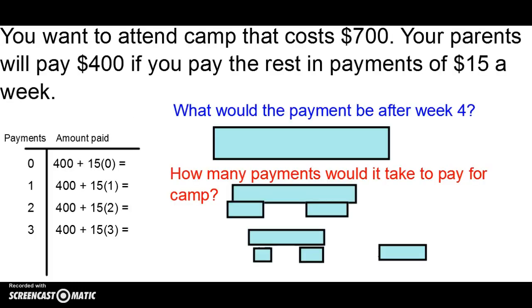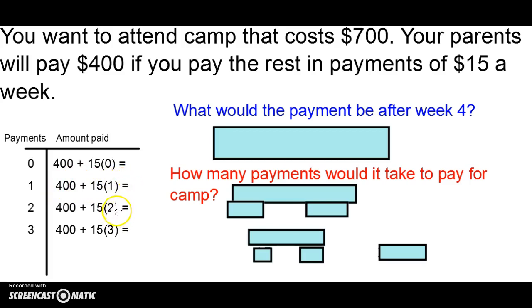All right, the very first one says you want to go to a camp that costs $700. Your parents will pay $400 if you pay the rest at $15 a week. So over here you see just a little chart. So the very first week, they had paid $400 and you hadn't paid anything. Then after 1 week, you've paid $15. So together you have $415 paid off toward camp.